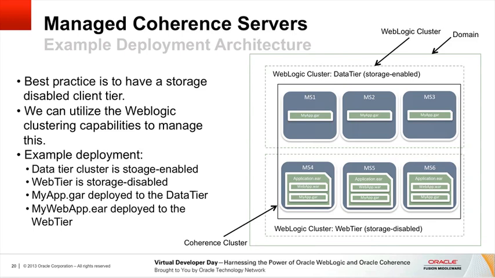What I mean by that is we have 2 WebLogic clusters. We have the web tier and the data tier. The data tier is configured to be storage enabled, where the web tier is configured to be storage disabled. On the web tier, we deploy our ear that has the GAR in it, which allows all of these managed servers to be working together, because in the data tier we have the same GAR deployed, and because we have the same GAR deployed, we have all the same configuration and classes available. Managed server 1 through managed server 6 are all a part of the same cluster, namely the same Coherence cluster, but they're 2 different WebLogic clusters, one for data and one for applications.